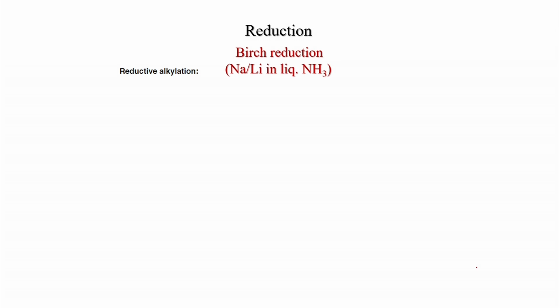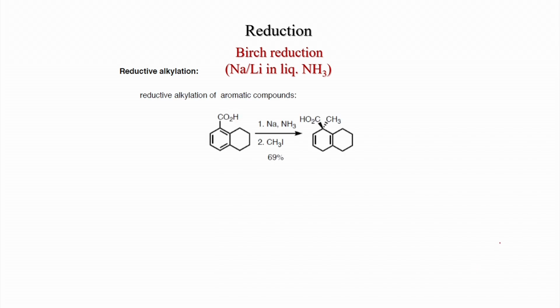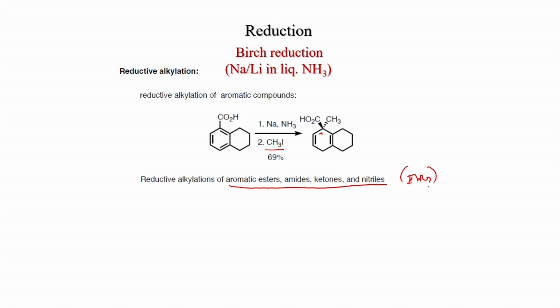Reductive alkylation is possible. Reductive alkylation of aromatic compounds like this one, a benzoic acid derivative, with sodium in liquid ammonia, then you add iodomethane, and you get this cyclohexadiene system with a quaternary stereogenic center, where the carboxylic acid and methyl groups are at the same carbon atom. Reductive alkylation is possible with aromatic esters, amides, ketones and nitriles. So, they are all electron withdrawing groups. Then the anion is stabilized by the electron withdrawing group, and the alkylation is possible.